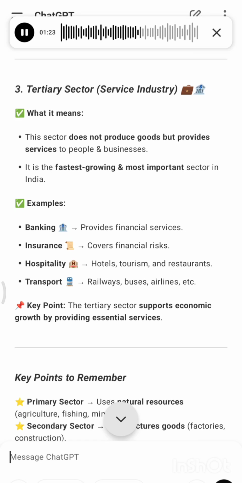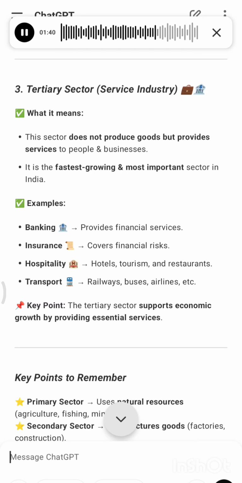3. Tertiary sector, service industry. What it means: this sector does not produce goods but provides services to people and businesses. It is the fastest growing and most important sector in India. Examples: banking, provides financial services.